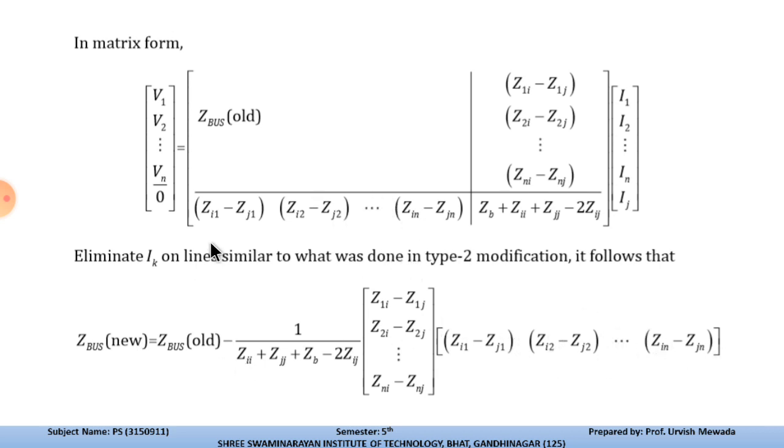So this is how we can form the Z bus of any given power system network using this step by step method. This is the initial step to determine or solve any complex power system having n number of buses, and we can use the same formula to determine the Z bus of the given network.